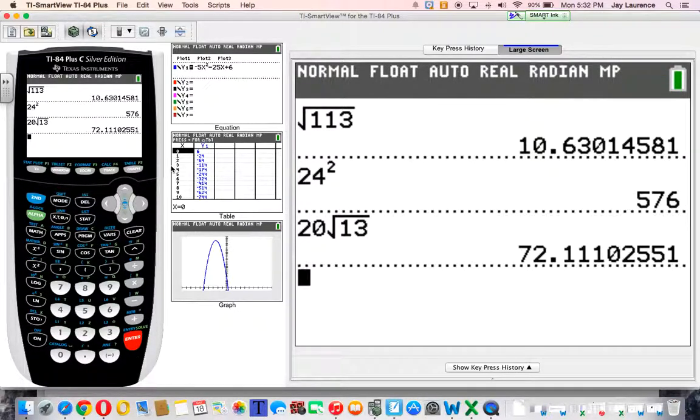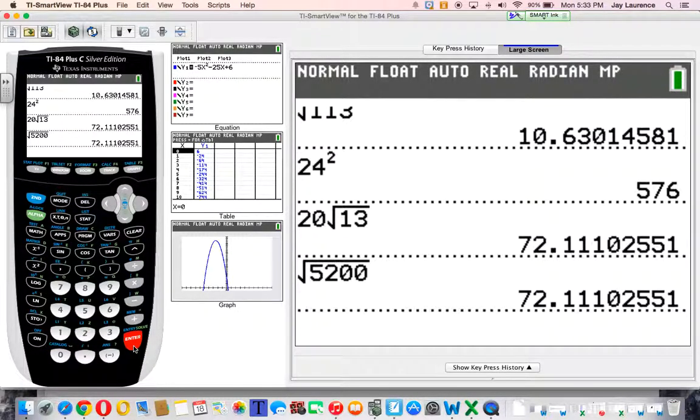And so it would be about 72.11 miles away from home. Now, remember, what was that number we got? 5,200? We could just take the square root of 5,200 and watch what we're going to get. We got the same exact number. So it's just a couple different ways to do it.